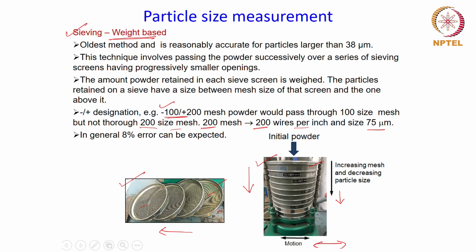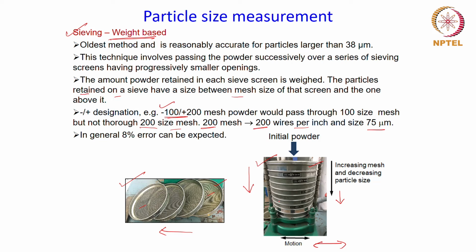So this will be shaken, and as you shake it, these particles depending on their size will pass through these different screens, and after a certain time, once you stop it, the particles retained on each of the sieves will be collected, and their weight will be measured, right. So that is how, for each size, how much weight is retained on each of these screens will be measured, and that is why this whole technique is weight based.